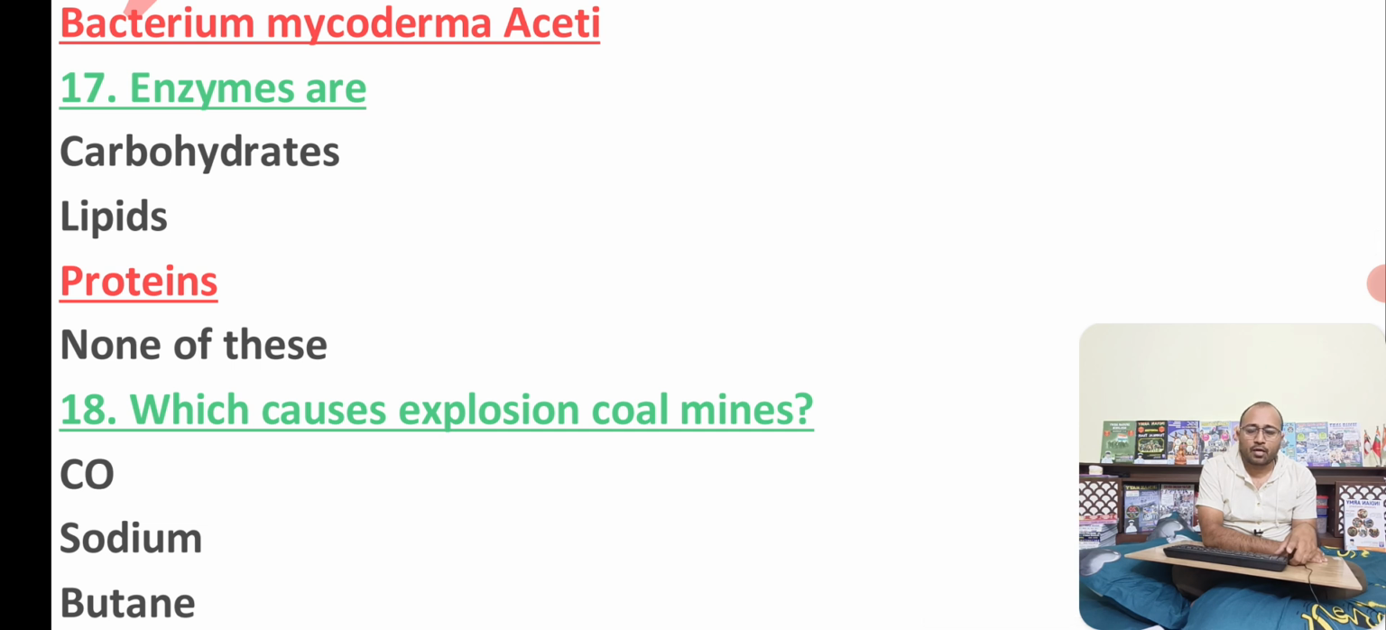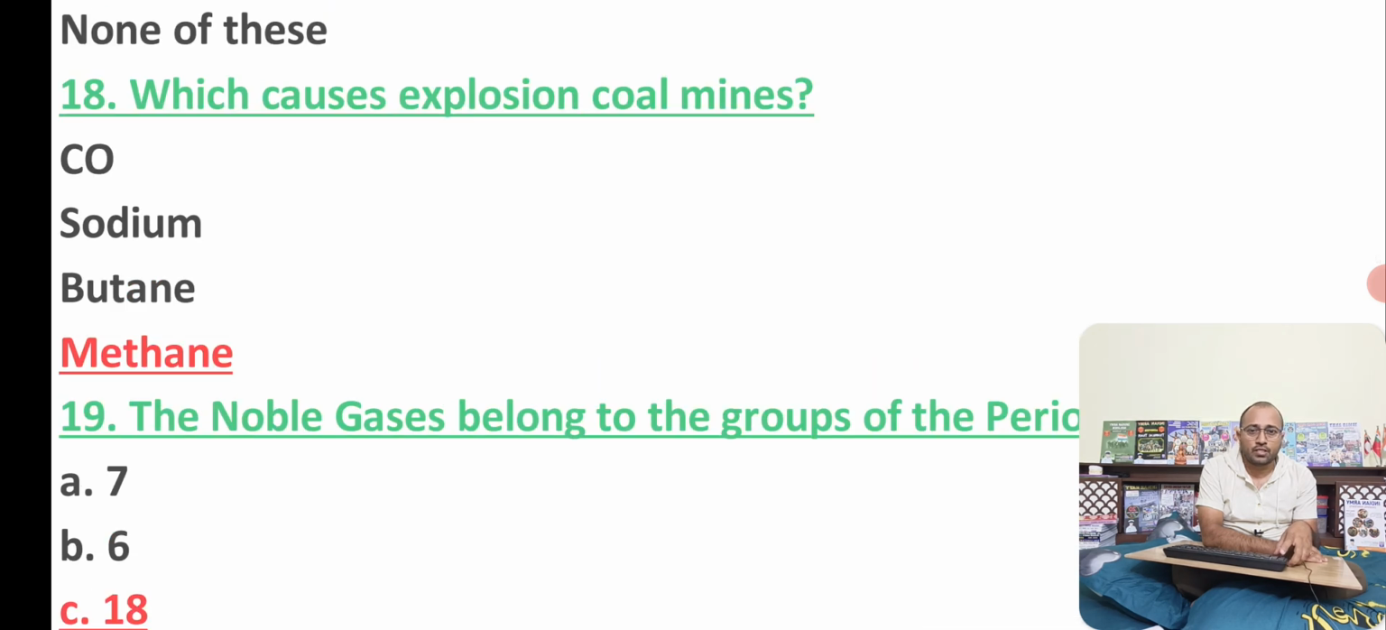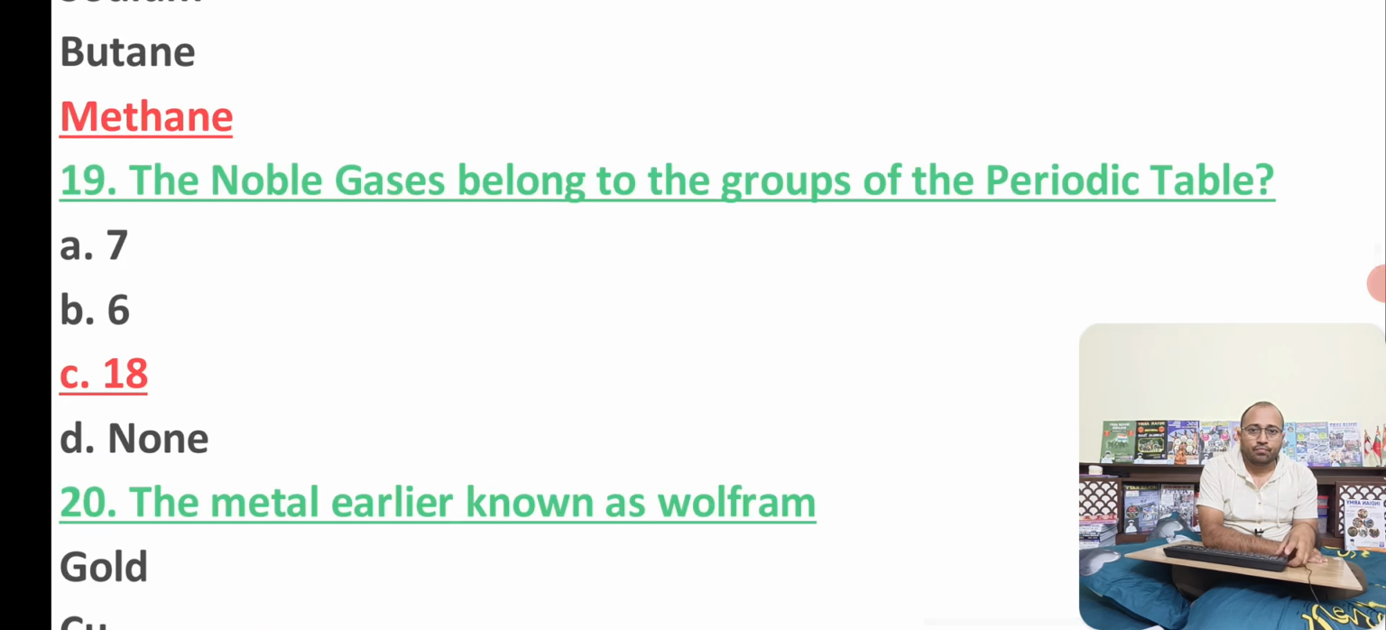When it comes to carbohydrates, normally we get them from rice. The more you boil the rice, the fewer carbohydrates it has. Which causes explosion? Coal mines. In coal mines we can see methane, which is also known as marsh gas or biogas. Because of this you get an explosion in coal mines. When it comes to butane, normally you will find it in LPG cylinders.